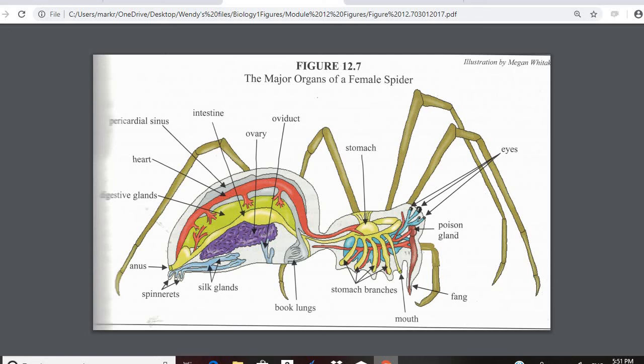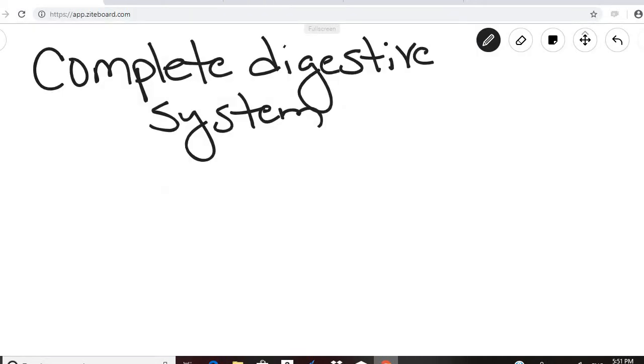As we said, they have 4 pairs of eyes, so you can see those up here near the front. The other thing that they have is a poison gland, which is located here in the front, and that poison gland is attached to a fang. Okay, so they have a poison gland attached to a fang.